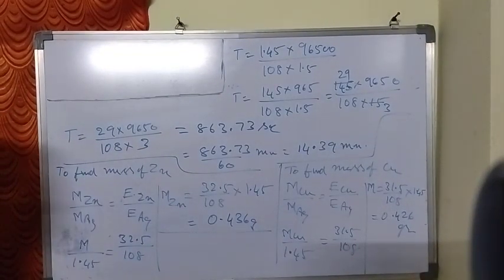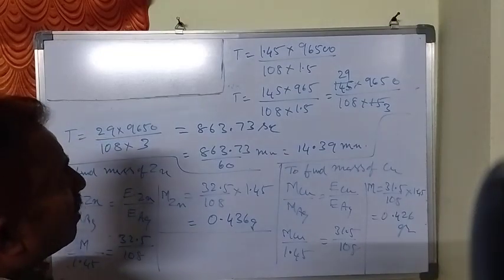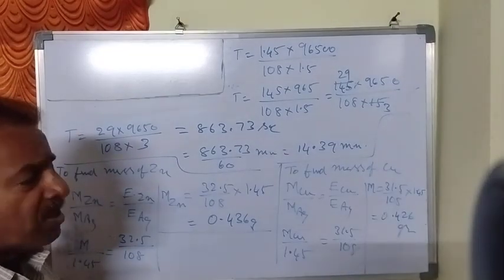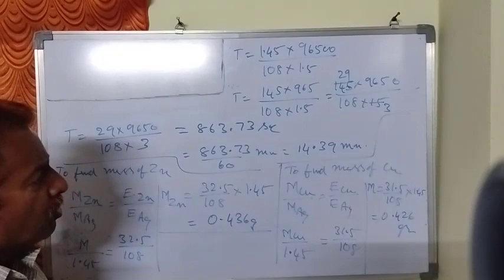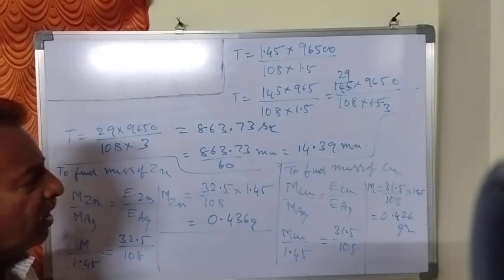So in this way we can find the mass of the metal deposited on different cathodes when different electrolytes are connected in series, that is when the same amount of current passes for the same time. So this is based on the second law of electrolysis.